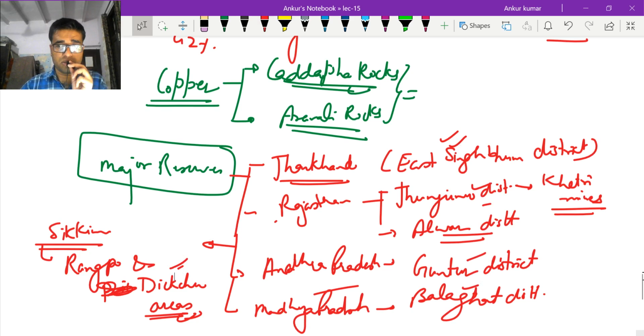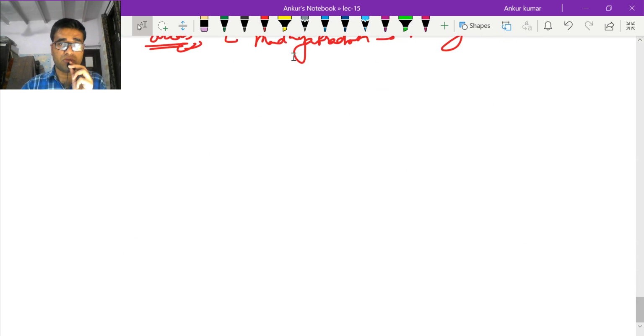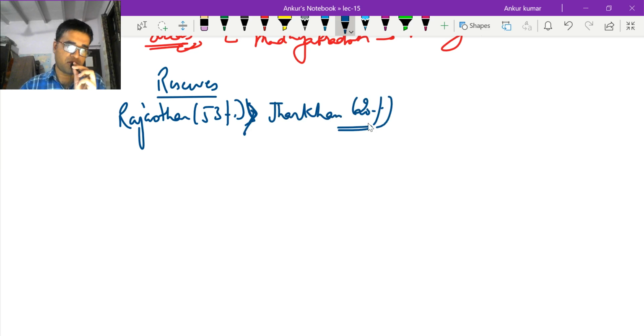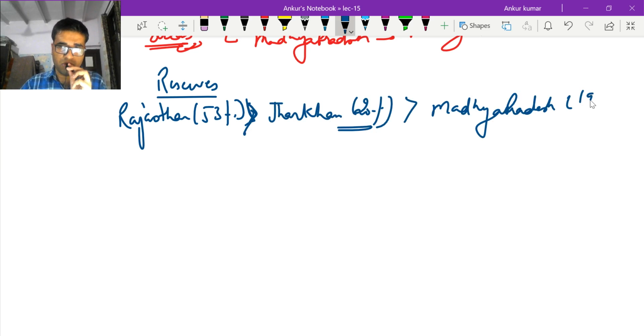Okay, so this is the copper reserves. Moving on to the reserve and the production. When you see the copper reserves, the highest reserves of copper are in Rajasthan, close to 53%. After Rajasthan, it is Jharkhand. In Jharkhand about 20% reserves of copper are found. After that you have Madhya Pradesh. In Madhya Pradesh about 19% copper reserves are found. This is about reserves, right?